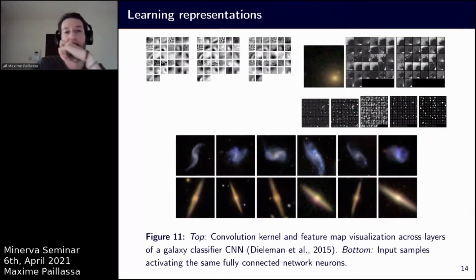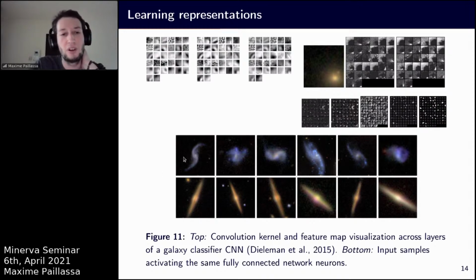Here we can see the main property of convolutional neural networks: learning representations of the data. This is a convolutional neural network that has been trained to classify galaxies. On the top left, we can see examples of the first layer convolutional kernels, and on the top right, an input image with the first feature maps in the network and the pooled feature maps, and then the subsequent feature maps and pooled feature maps in the network. We can see that it learns more and more abstract representations, and this representation is given to the fully connected layers that can classify the input image.